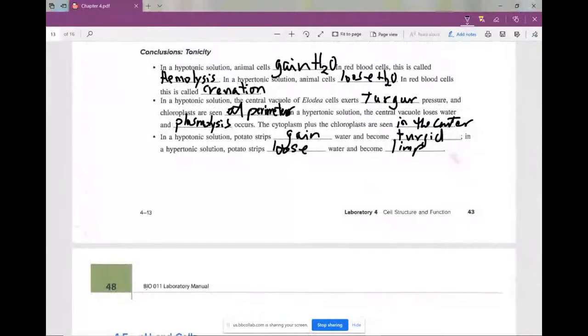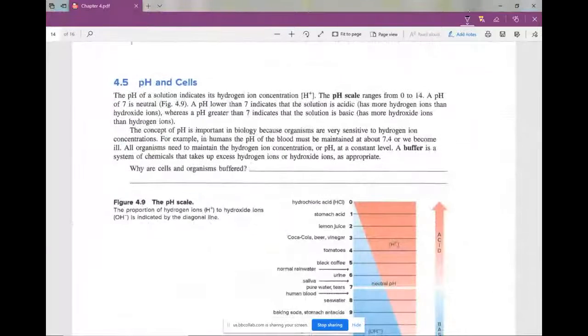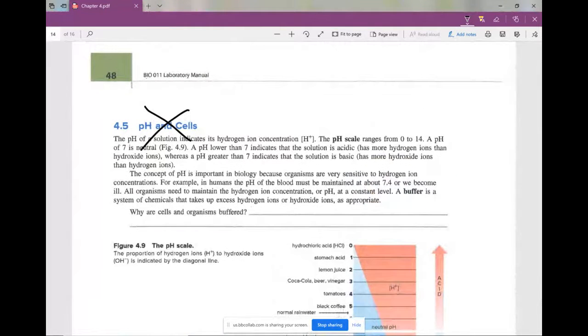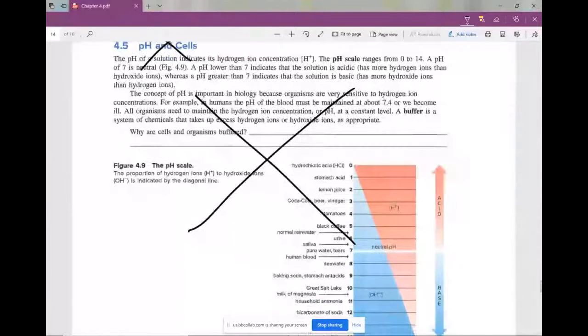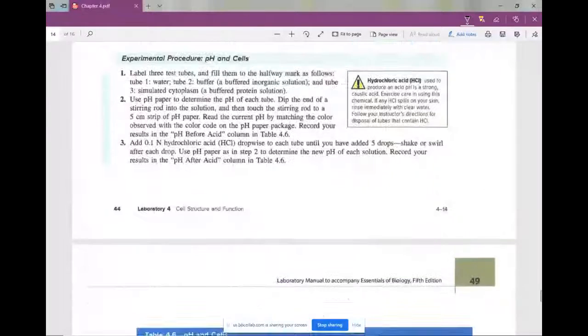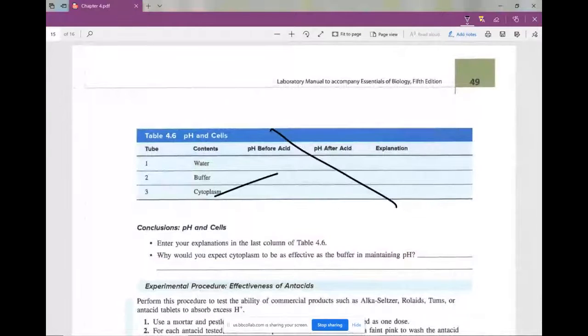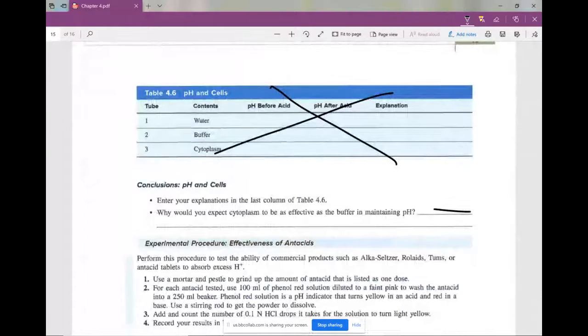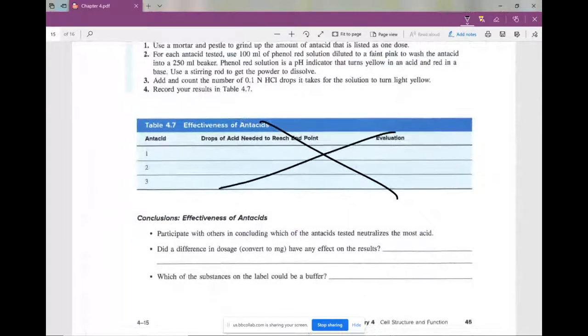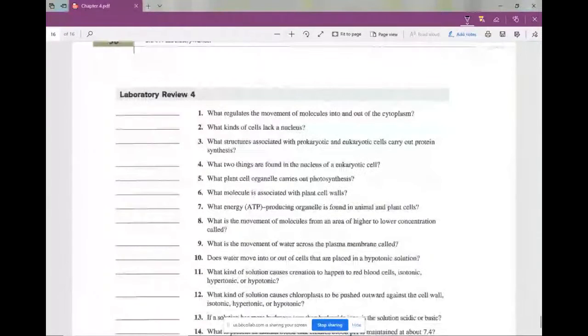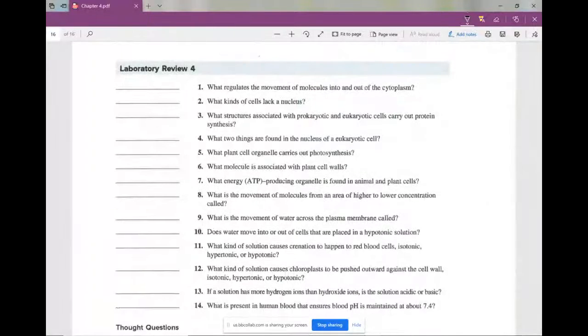Okay. All right. The pH of the cells we are not going to discuss today. We're going to discuss pH tomorrow, but we're not going to cover it in terms of this chapter. Do not fill this out. You don't have to. We're not going to do this at all. You don't do this. Okay. We don't do this. And that brings us to the end of the chapter.